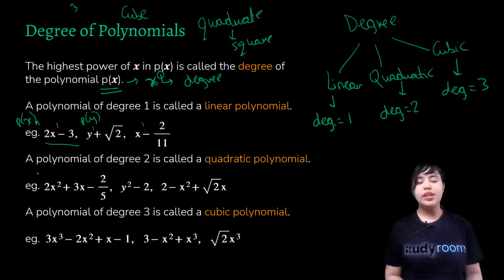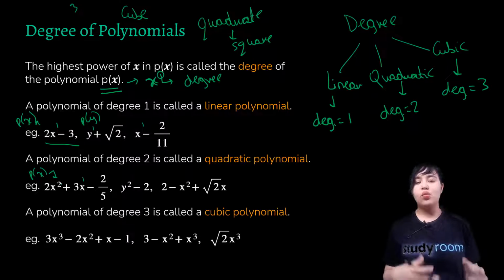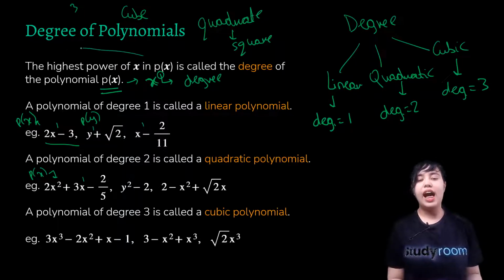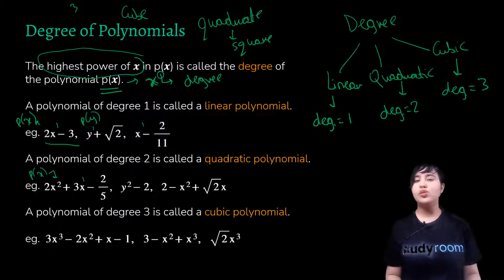And for degree 2, here we have again p of x as 2x square plus 3x minus 2 by 5. Now here x has two exponents, 1 and 2. So which exponent is taken as degree? The highest power. The highest power of x is taken as your degree. So that means the degree is 2, which makes it quadratic. Here y square minus 2, highest power is 2, so quadratic because degree becomes 2.